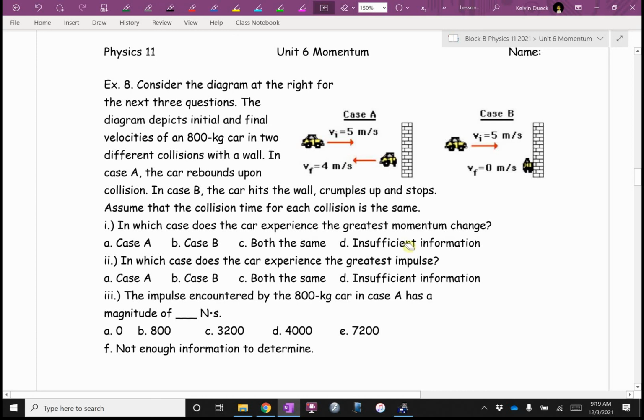You know what? We're going to vote. How high we hold our hand up is how sure we are of the answer. So look at case A, look at case B. In which case does the car experience the biggest change in momentum? Who says, Mr. Dewick, case A? 1, 2, 3, 4, 5, 6, 7, 8, 9, 10, 11, 12, 13, 14.